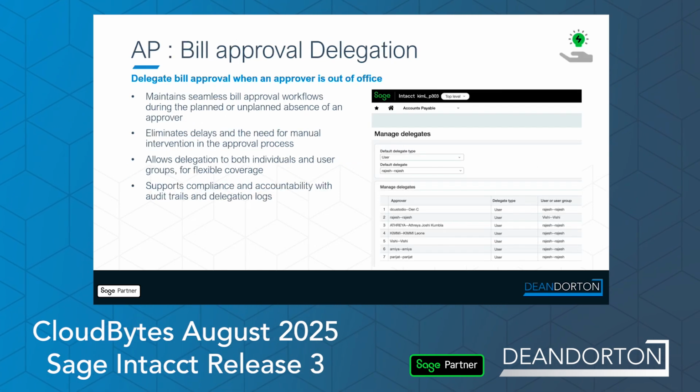All right, let's switch gears. We talked about money coming in. Let's talk about money going out. And that would be, of course, the AP module.